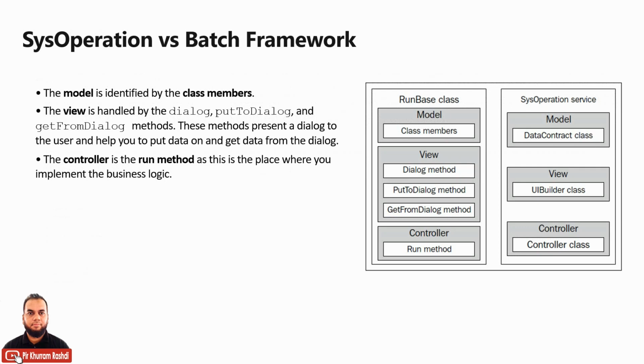And the remaining is the view. The view was the dialog method, putToDialog, getFromDialog. This was used to build up a dialog and then put certain values on a dialog. For example, for text fields we need to set up certain values, and then get whatever values were input by the user, which were taken from the method getFromDialog. We used to assign the values to the variables. And then the controller class is separate in SysOperation, but in RunBase it is the same run method implemented in the same class.